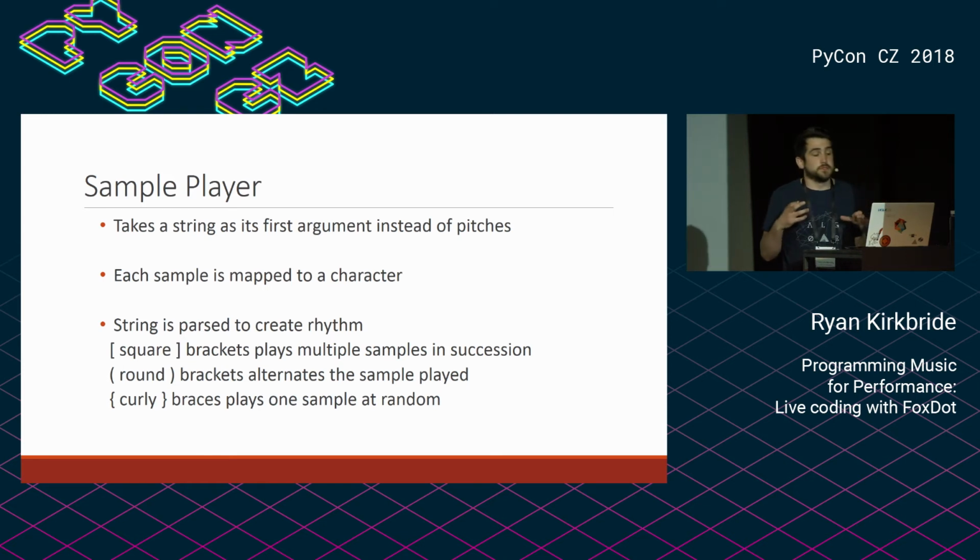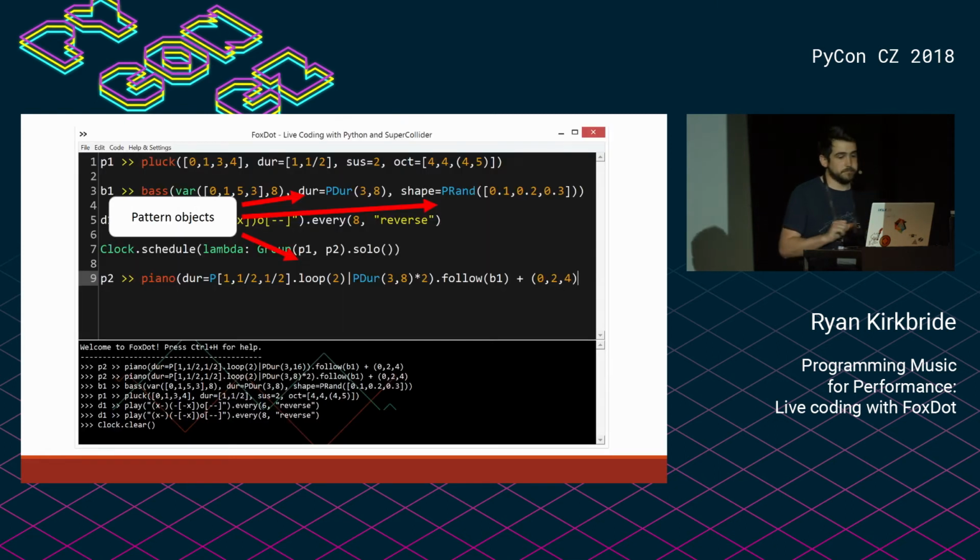Yeah, so different brackets will do different things. Square brackets will play a few things in quick succession. Round brackets will alternate which sound is being played. And curly braces will play a sound at random if you want to add more variety to your sequence.